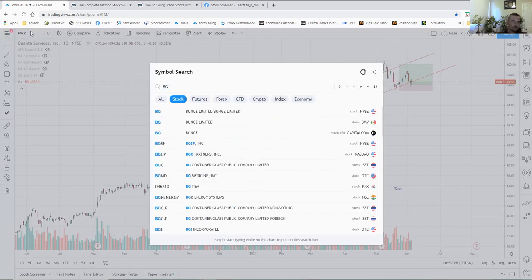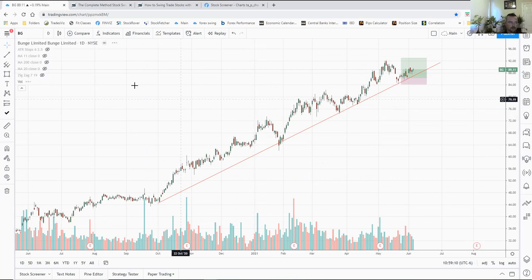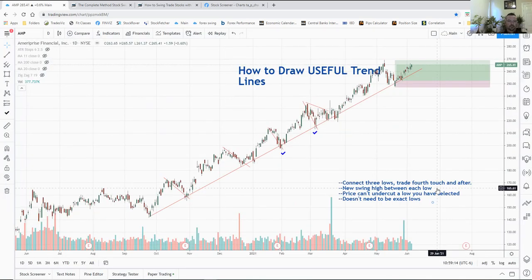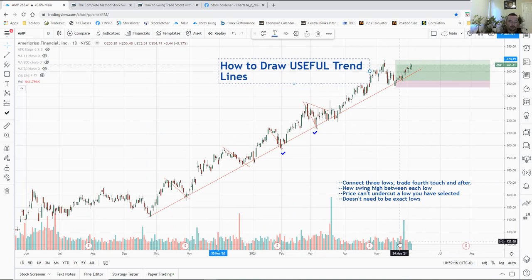Let's just go back real quick. I think it was on BG, or was it AMP? Just to show you the rules there one more time, how I draw the trend lines, and hopefully that will help you make better trading decisions, better trades with your trend lines.